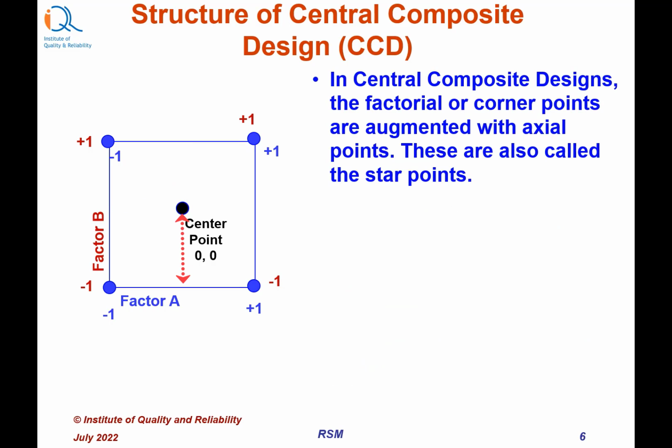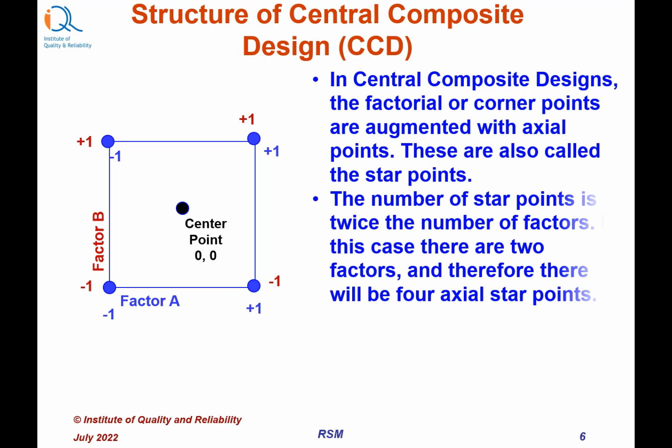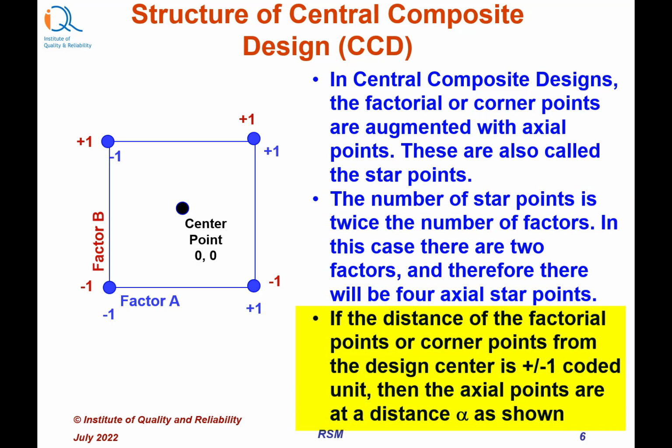In central composite designs, the factorial or corner points are augmented with axial points. These are also called the star points. The number of star points is twice the number of factors. In this case, there are two factors and therefore there will be 4 axial star points. If the distance of the factorial points or corner points from the design center is plus or minus 1 coded unit, then the axial points are at a distance alpha as shown in the figure.